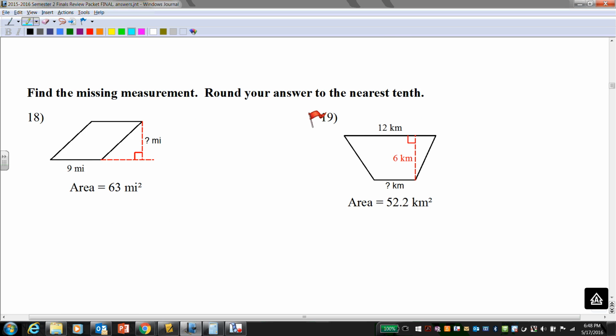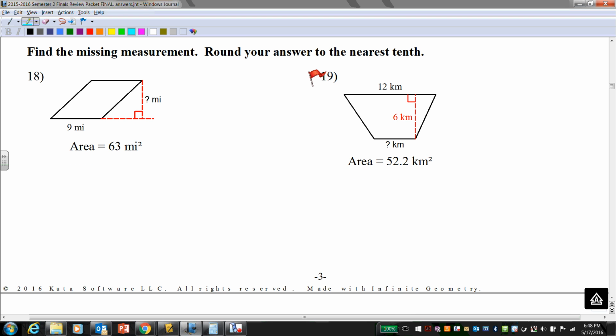Okay, it says here, find the missing measurement, round your answer to the nearest tenth. So you always start with what you have. We have here the area. We're going to write down our area equation. Area equals, you have to identify what the shape is. And this is a trapezoid.